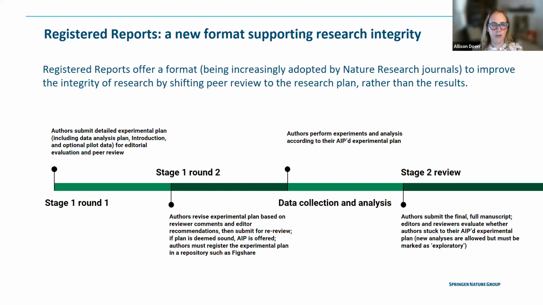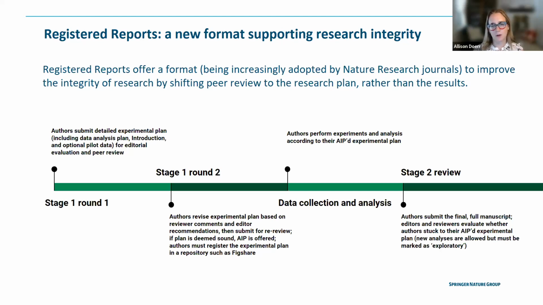The journal would peer review that. The reviewers would basically be asked to check first of all, how interesting is this research question they're asking, but also how sound is their experimental plan. That might go through a couple of rounds of peer review. And if the reviewers are happy with the experimental plan and the journal is happy with the plan, then the journal can offer to accept that paper in principle. So again, this is before any results have been collected.